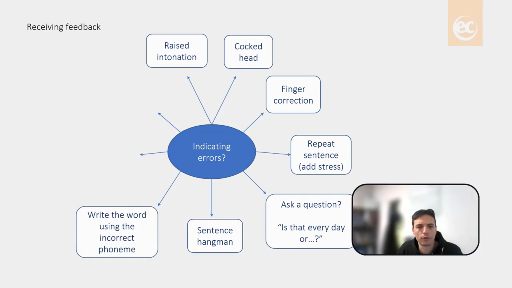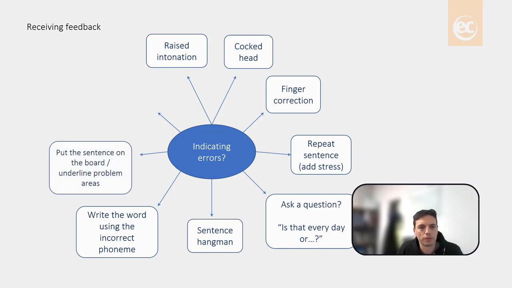So you could take a note of the mistake and play sentence hangman a bit later on in class, using an incorrect phoneme. So you could write down any word that they've mispronounced and put an incorrect phoneme and then change it afterwards and get them to correct themselves. Put the sentence on the board, underline problem areas. So this is essentially delayed error correction. So you can do that as well. And using facial expressions, noises, and gestures. So lots of different things, different ways to indicate errors.